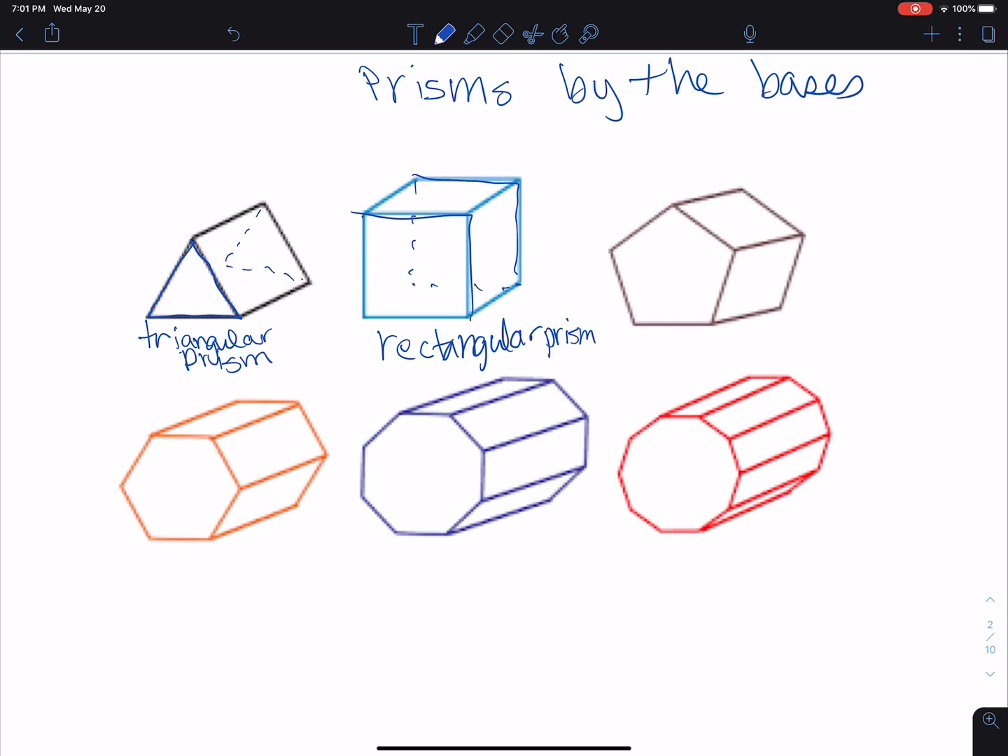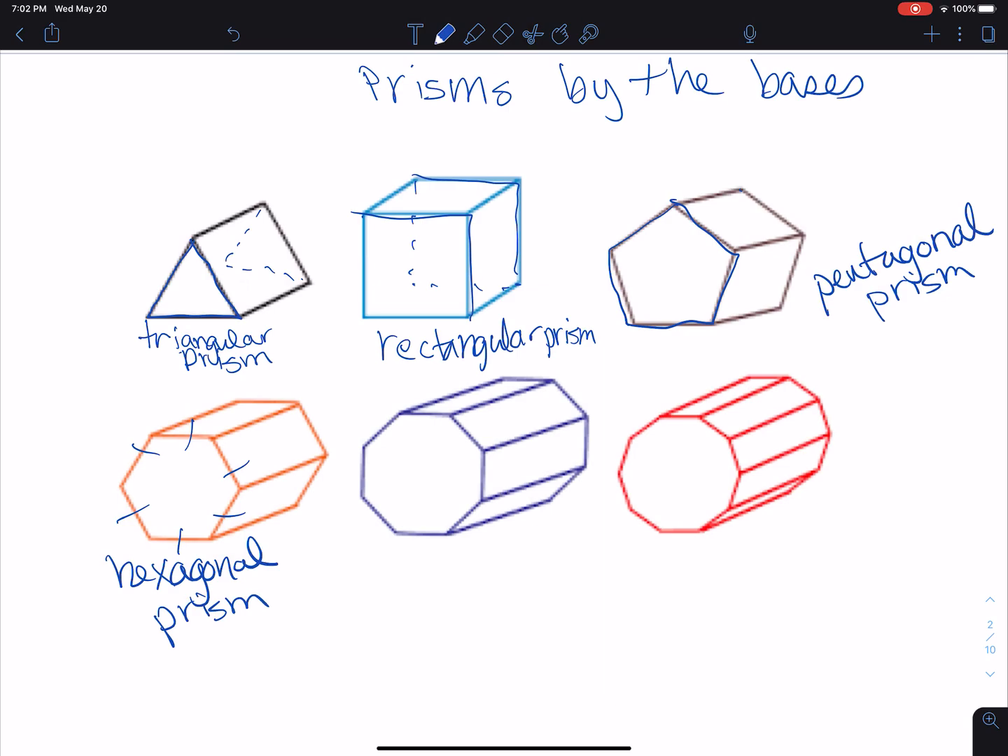Now this brown shape here, my two faces happen to be this 5-sided figure, and a 5-sided figure would be a pentagon. So this would be a pentagonal prism. Now this orange shape in the bottom left, it has 1, 2, 3, 4, 5, 6. So it's 6-sided, which would be a hexagonal prism.